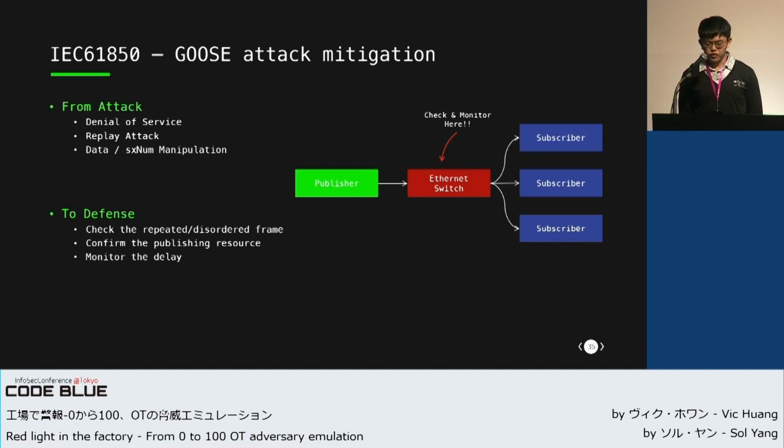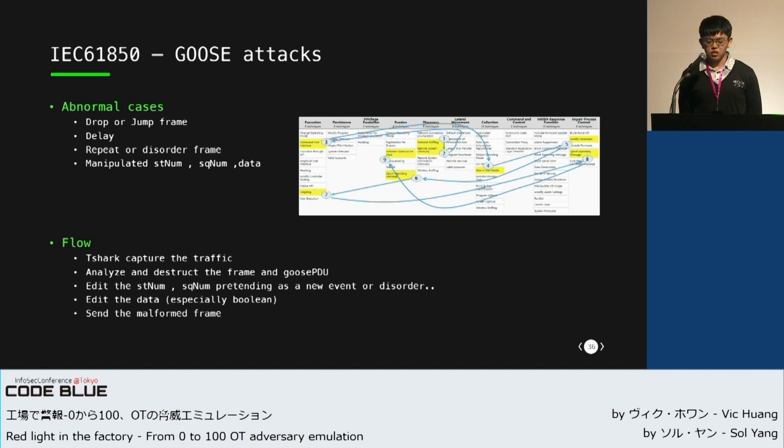Each time we finish an adversary emulation, we think about attack and defense. Here we use GOOSE as an example. From an attacking point of view, you can just send a replay packet or change the value of sqNum or allData. In MITRE ATT&CK for ICS, it is called spoof reporting message. From a defensive point of view, you can check whether there is disorder or repetition between GOOSE packets, or check the source of packets. And this is our attack chain, and we will show our demo video.